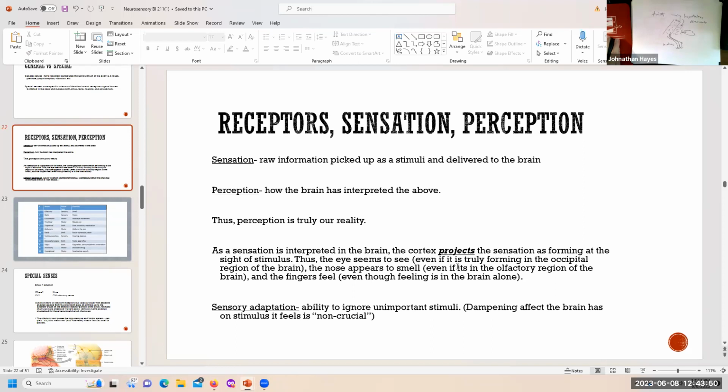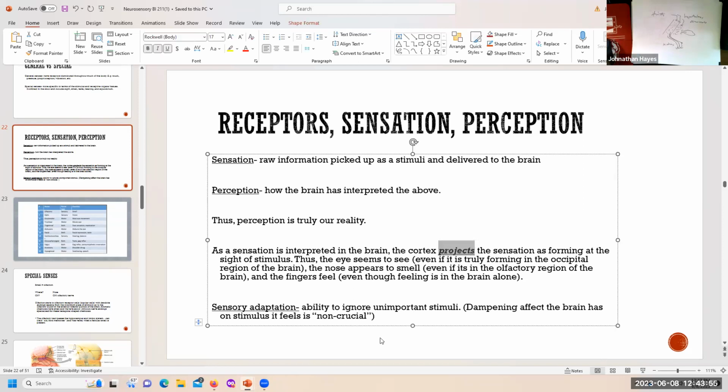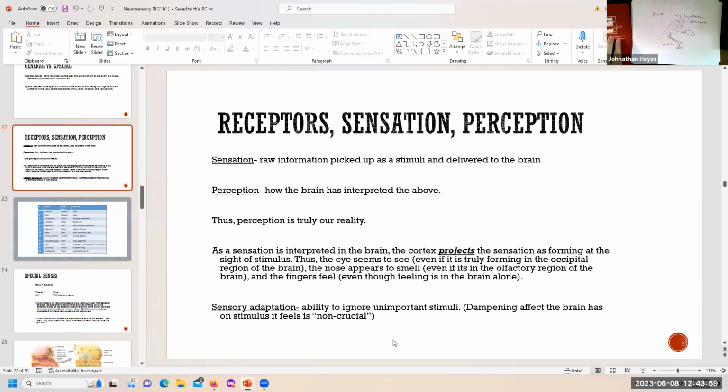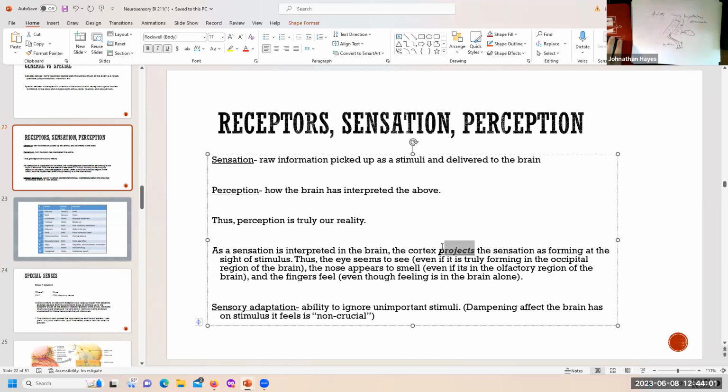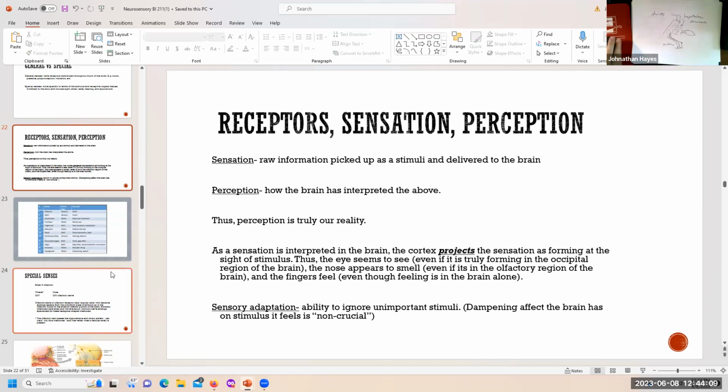And then projection, again, was that ability for us to send what we call a feeling to the area it was gathered, right? It's an illusion. It's not real, right? And so that explains sometimes why people get phantom limb issues.